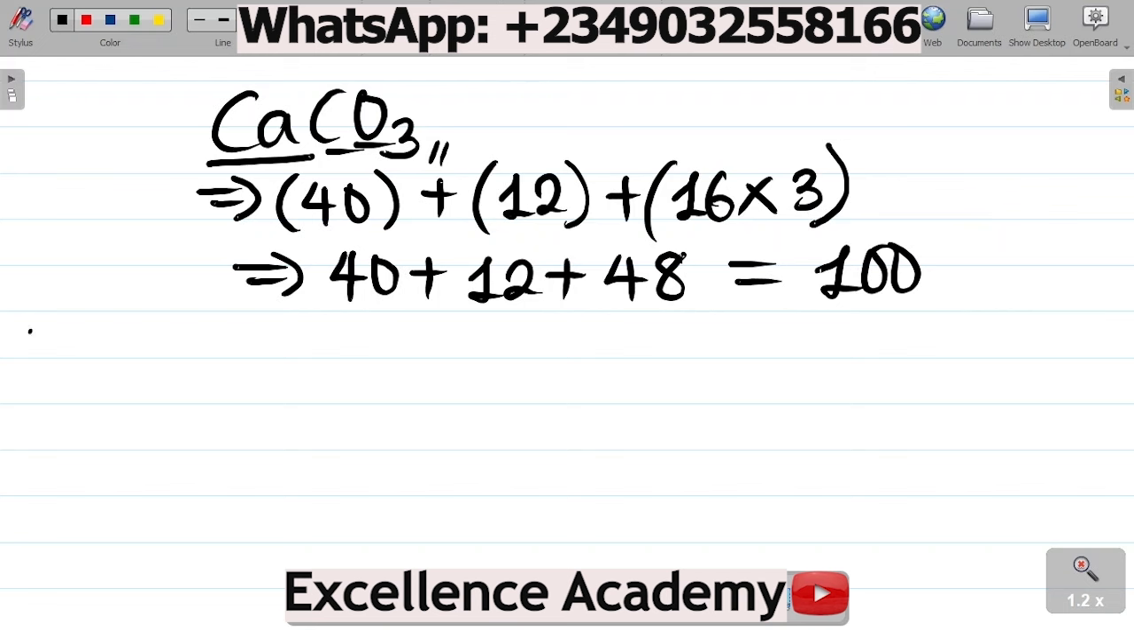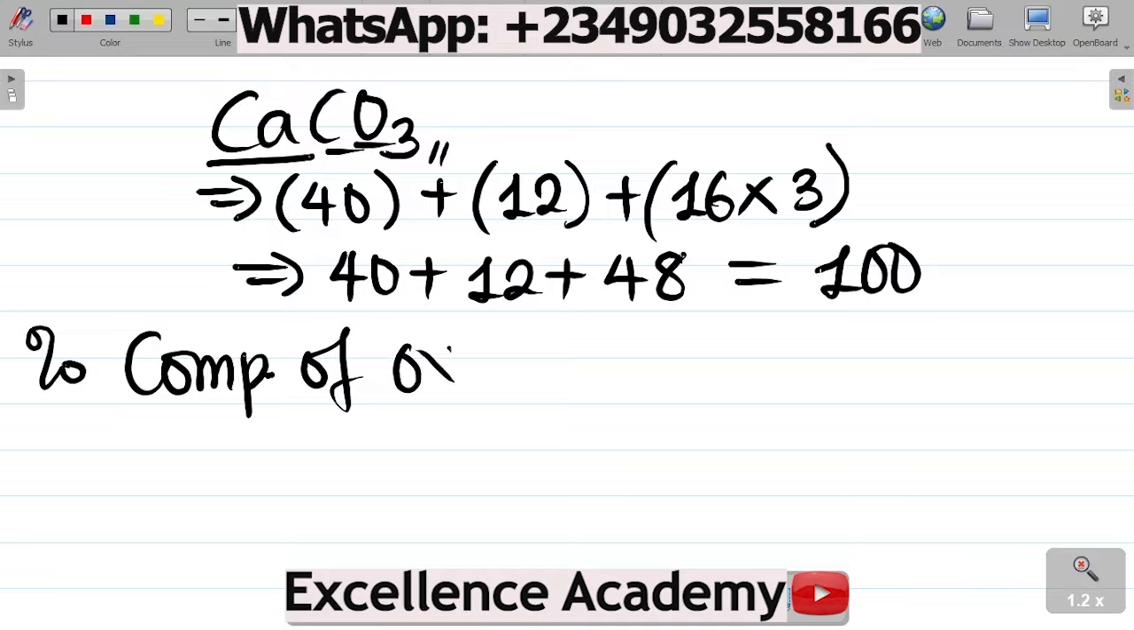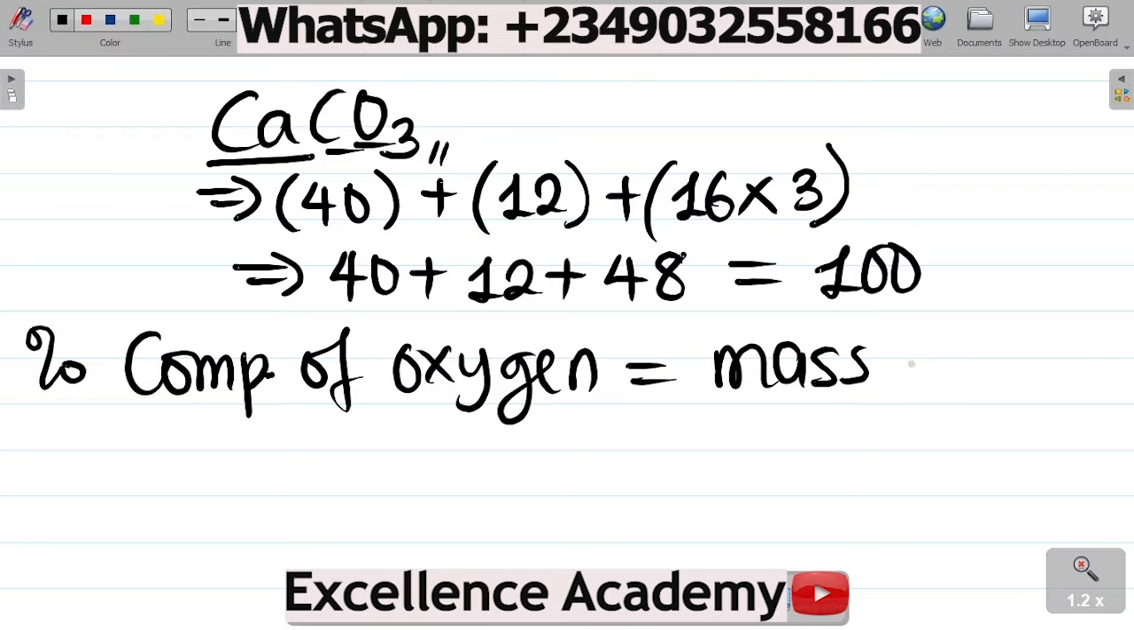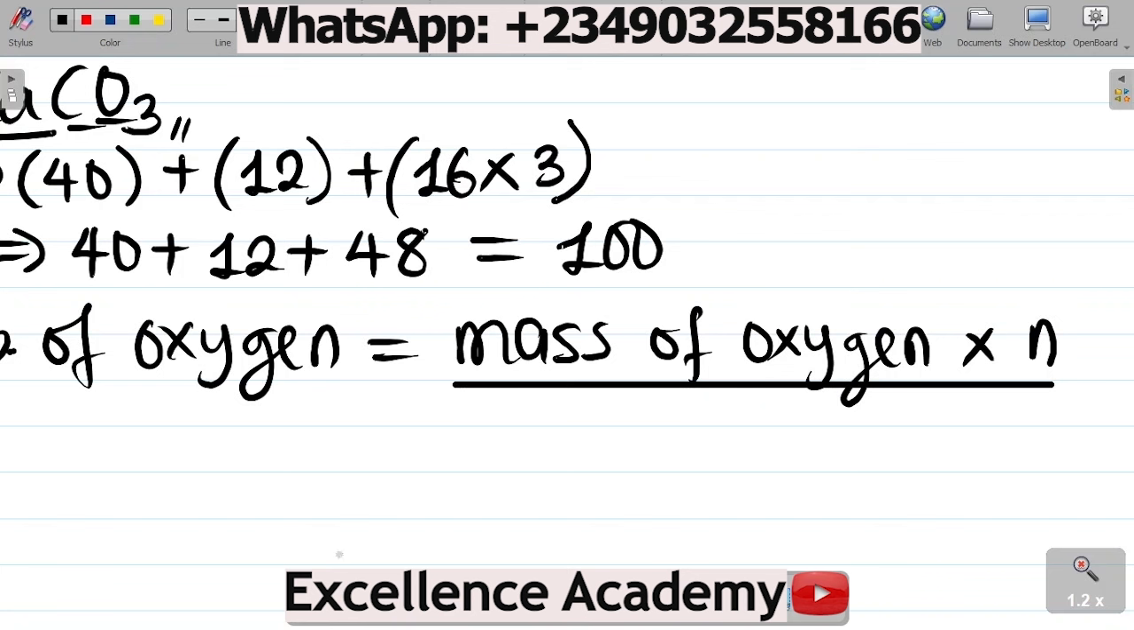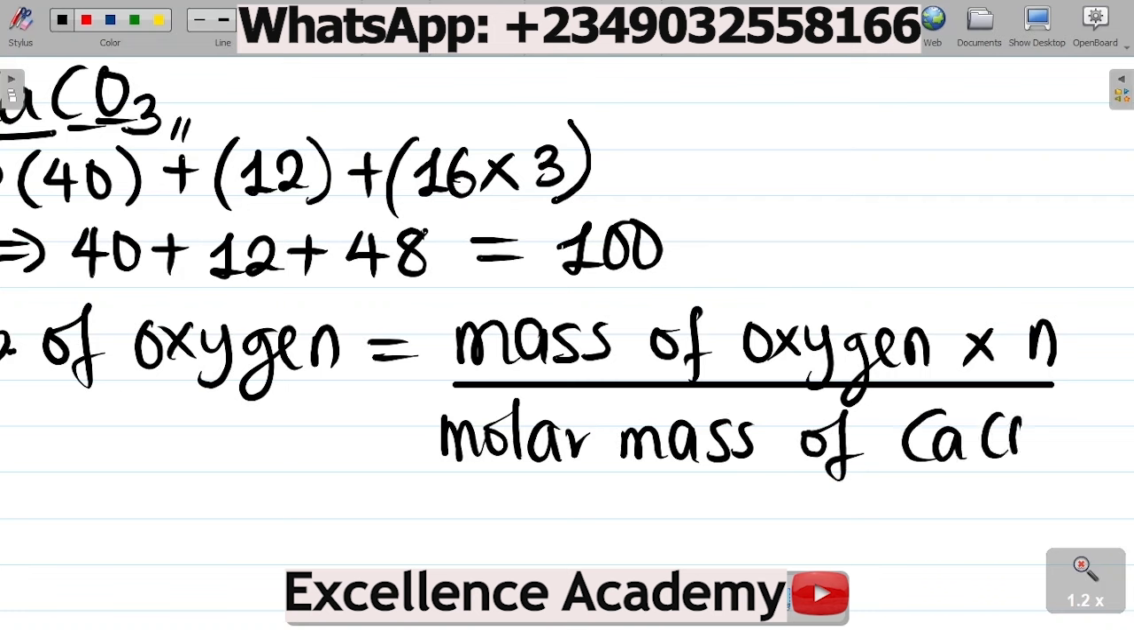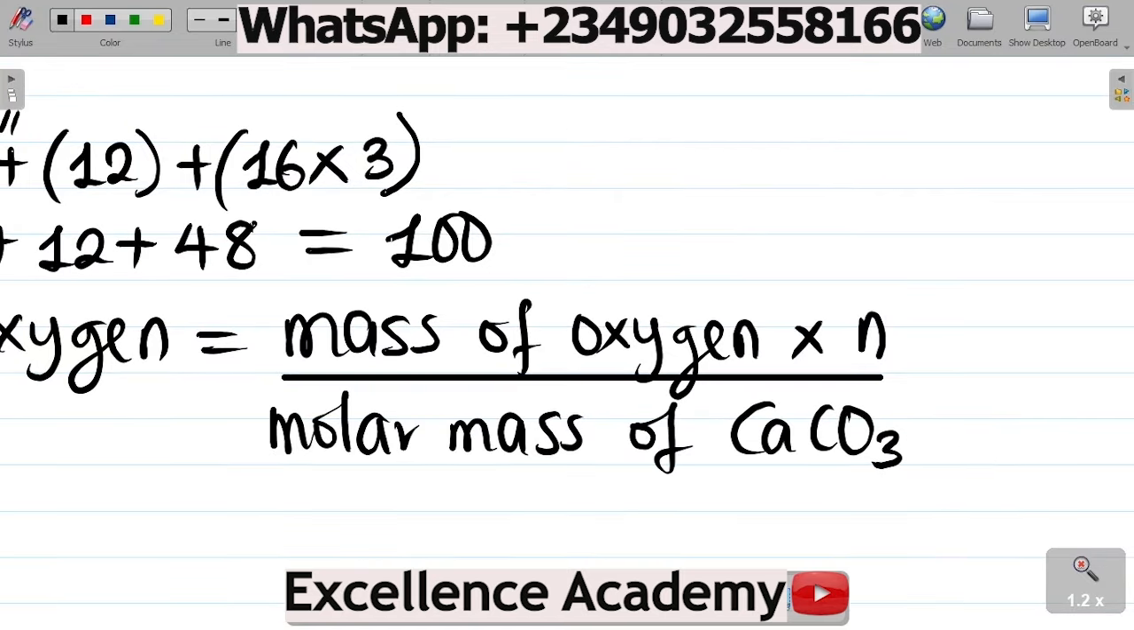Now, if you want to get the percentage composition of oxygen, that will be equal to the mass of oxygen times n, where n is the number of atoms present there, all over the molar mass of the compound, CaCO3, times 100%.